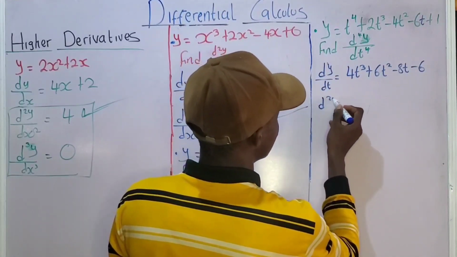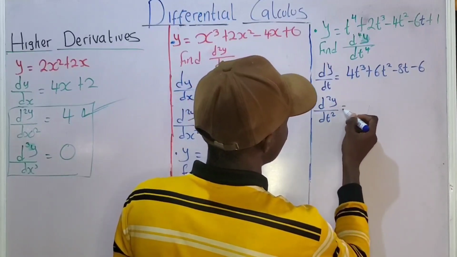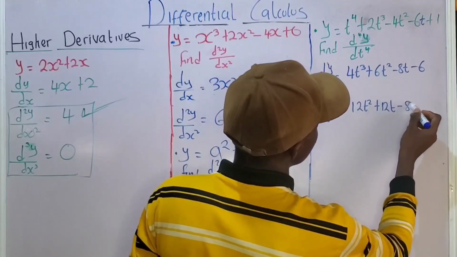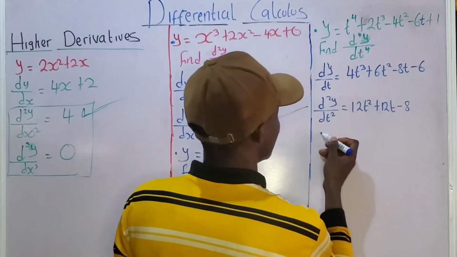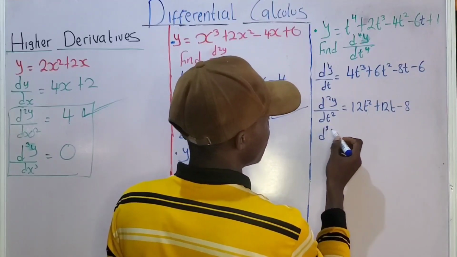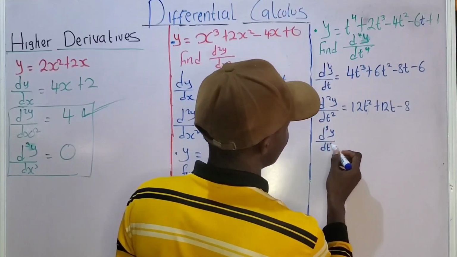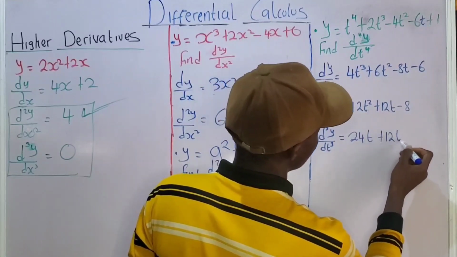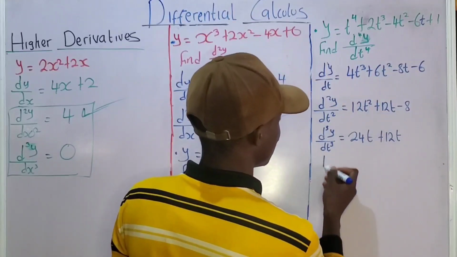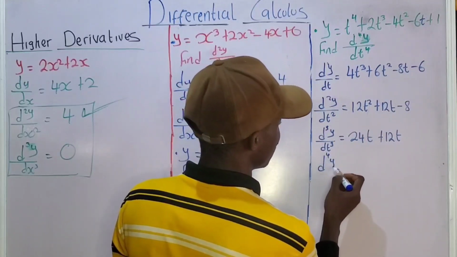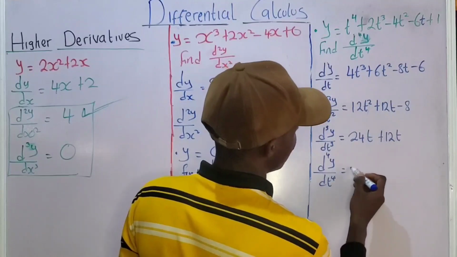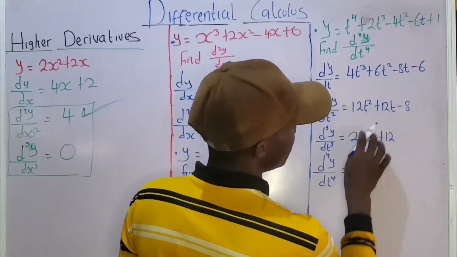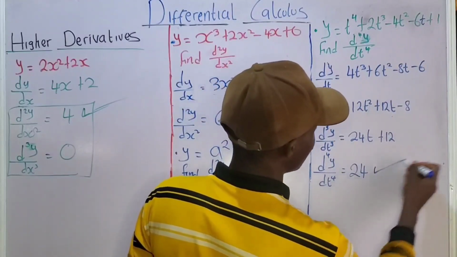Now, the second derivative, d squared y all over dt squared, is 12t raised to the power of 2 plus 12t minus 8. Now, if you differentiate minus 6, you're going to have 0. The third derivative, that is d cubed y all over dt cubed, I'm going to have 24t plus 12. If you differentiate minus 8, you're going to have 0. So the fourth derivative is 24. If you differentiate 12t, you're going to have 12. So the fourth derivative is 24.